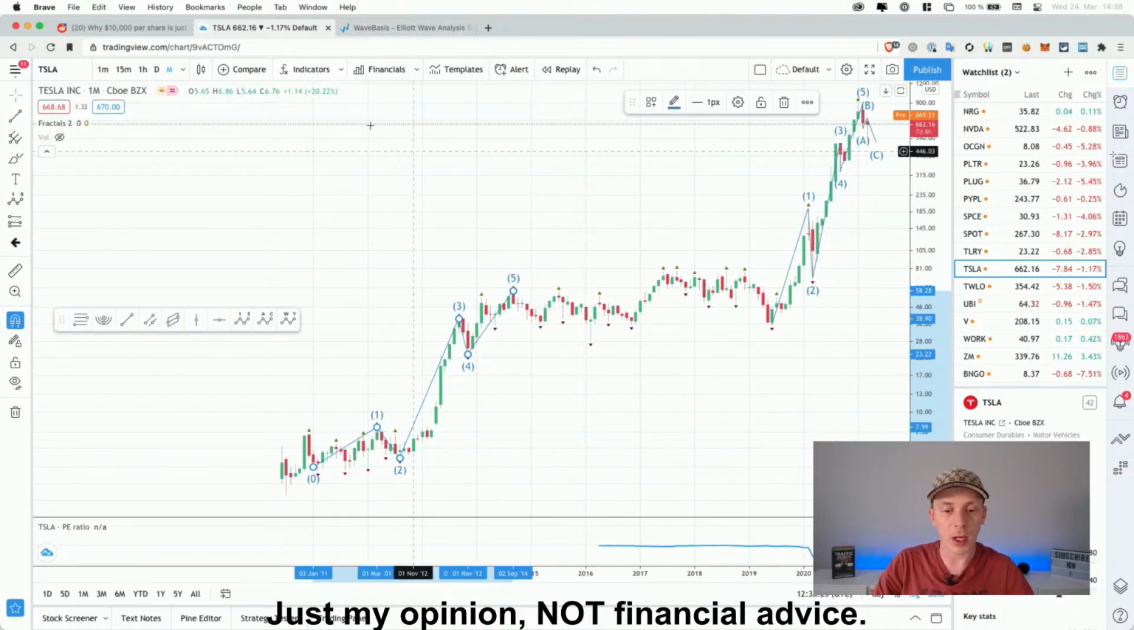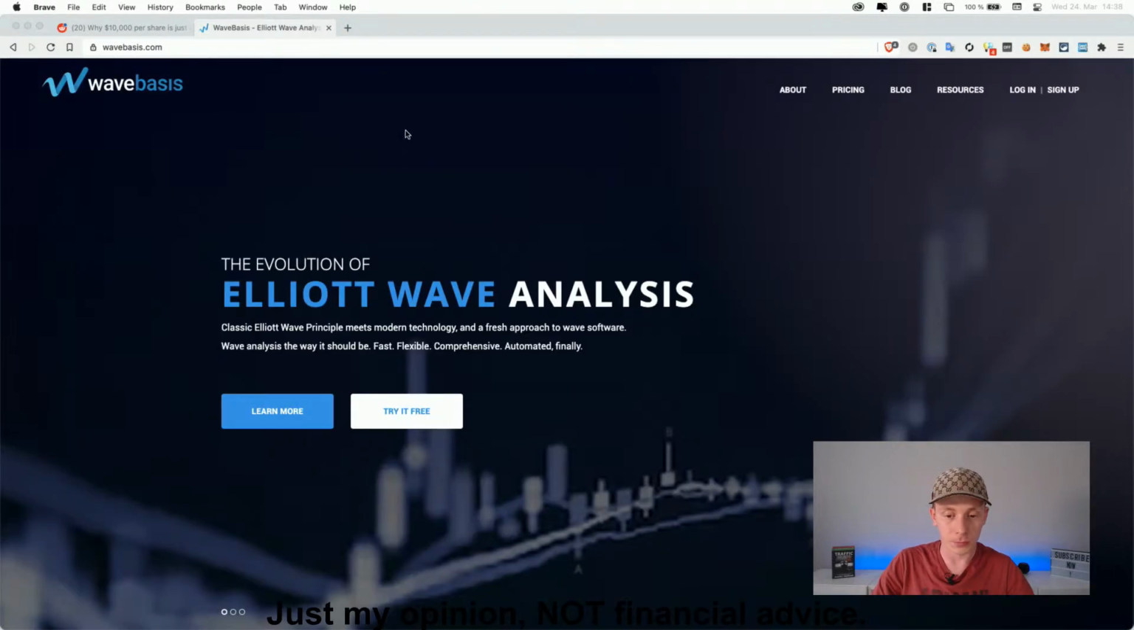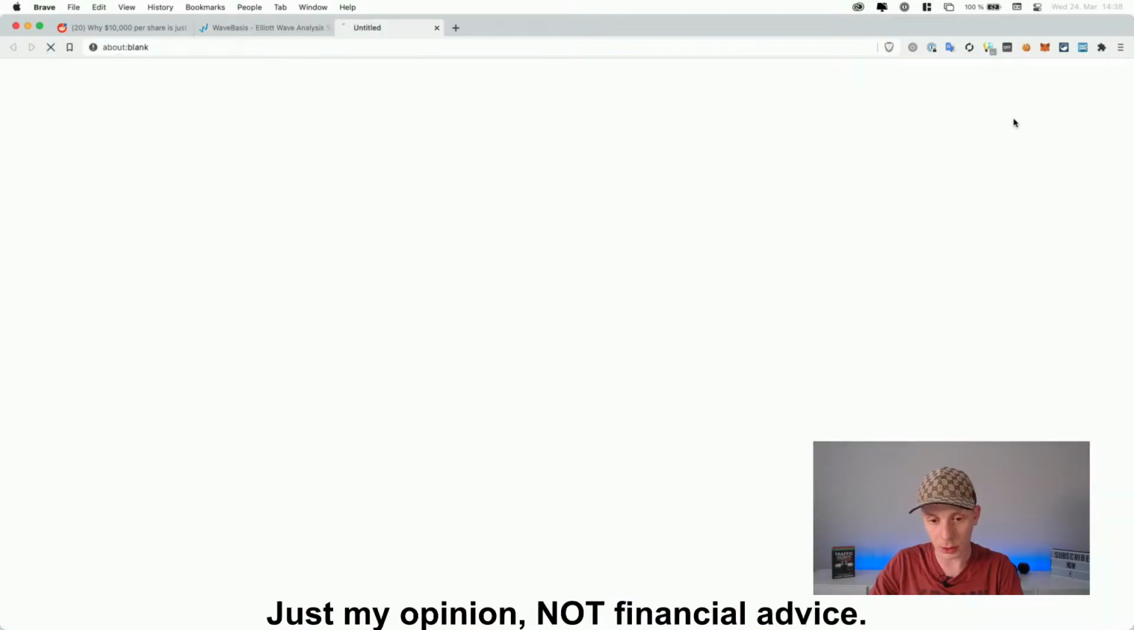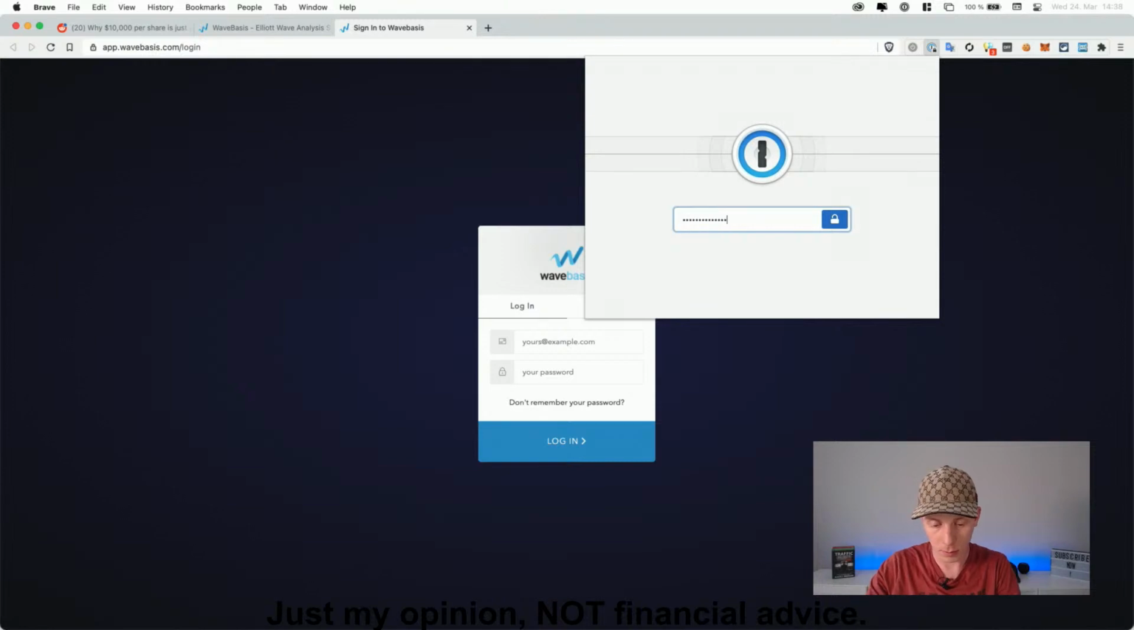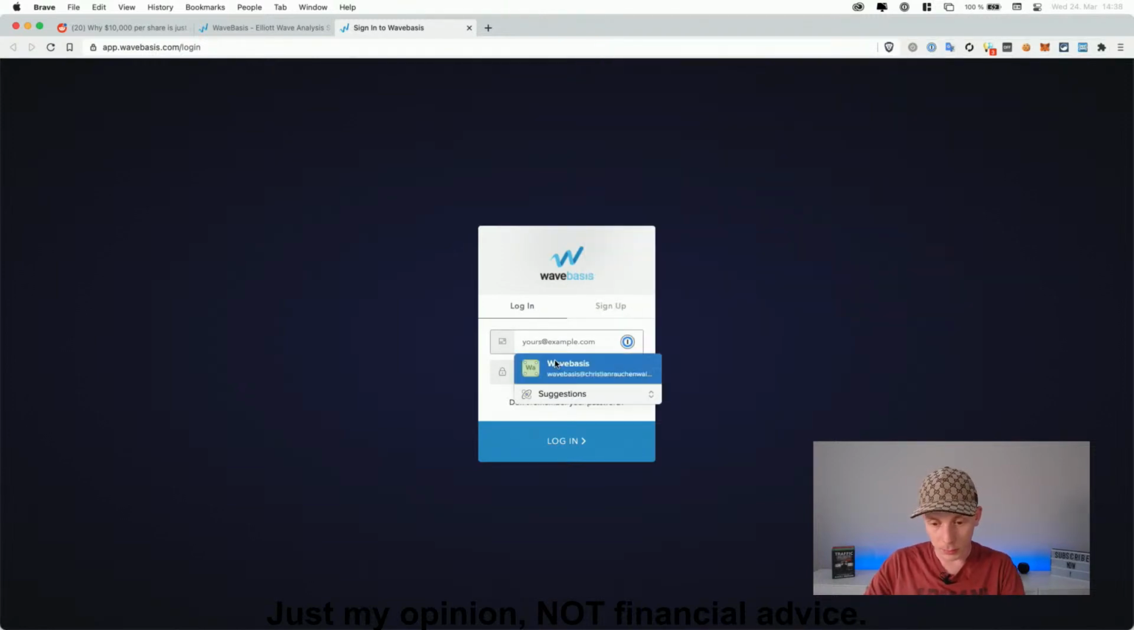to a service that I'm using called Wavebasis. And I need to log in, apparently. And I also will need to unlock my password manager. There we go. And log in.